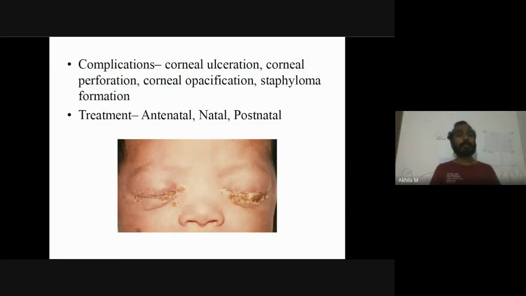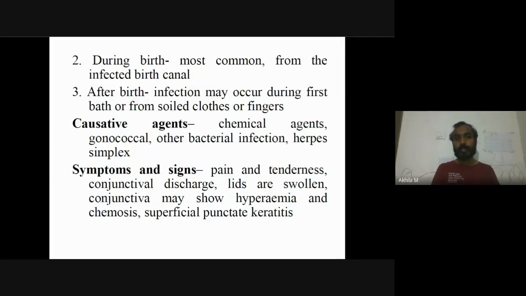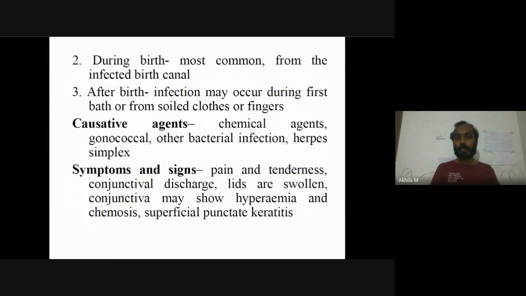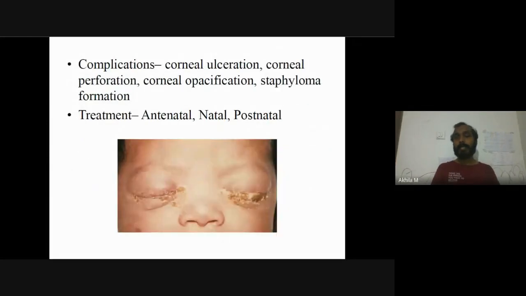The complications may lead to corneal ulceration, perforation, opacity, and staphyloma formation. These are the complications of this ophthalmia. And for treatment, antenatally, natally, and postnatally, according to the condition, we have to give the treatment. There are etiological factors before birth, during birth, and after birth for getting ophthalmia neonatorum, and according to the condition, we have to give antenatal, natal, and postnatal treatment.